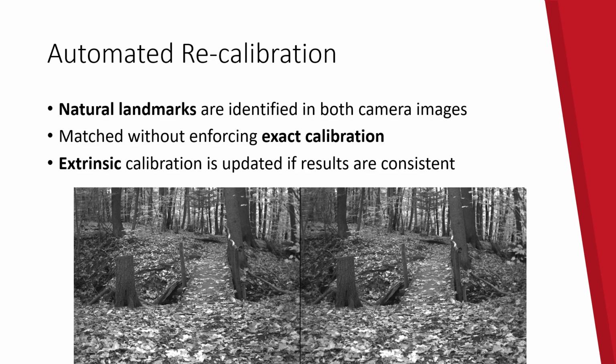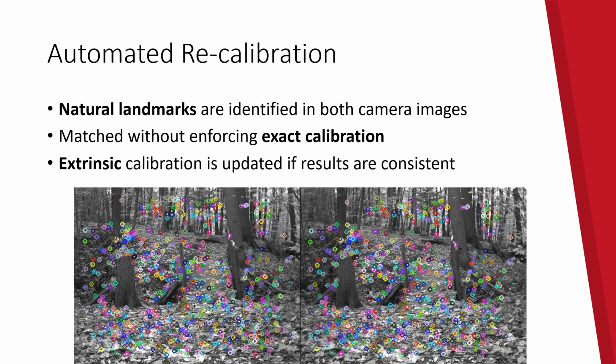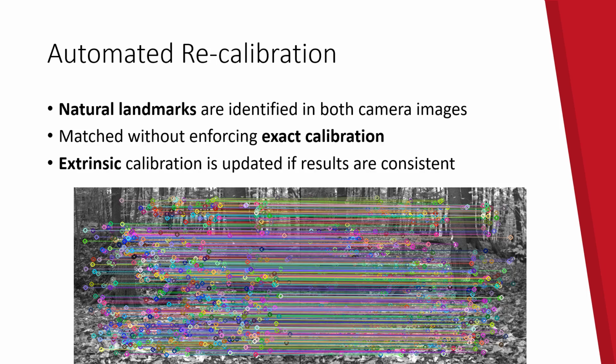We have one example stereo camera frame here at the bottom. And what we do is we actually identify natural landmark features in both images. And then we perform a matching between these two images without actually requiring an exact camera calibration. And then from these matches, we can compute an update to the extrinsic camera calibration, which is actually the weakest parameter in the calibration data.